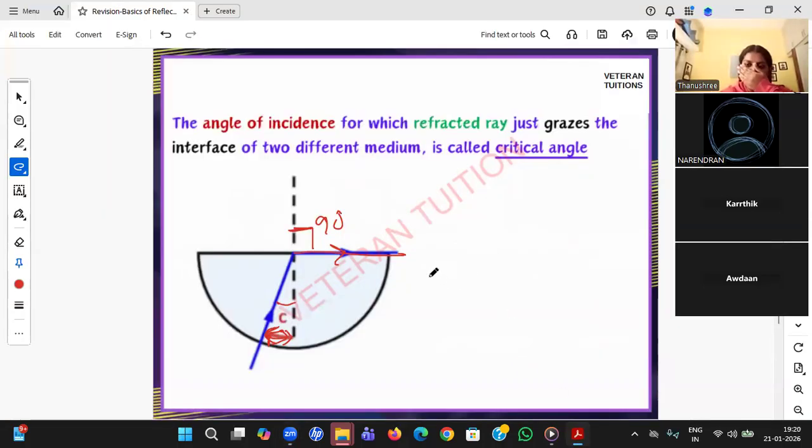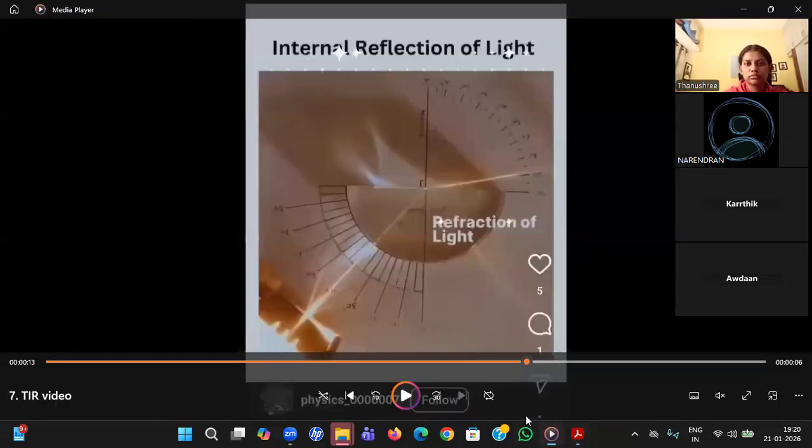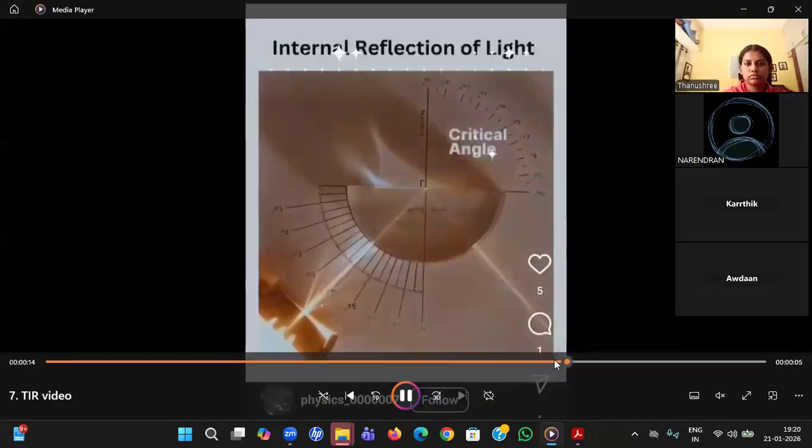Sir, the angle between the... okay, it's 90. Critical angle is 40 here, but the refracted angle is 90 here. Okay, sir. Now what happens if I still increase the angle more than the critical angle? That is where your total internal reflection starts.